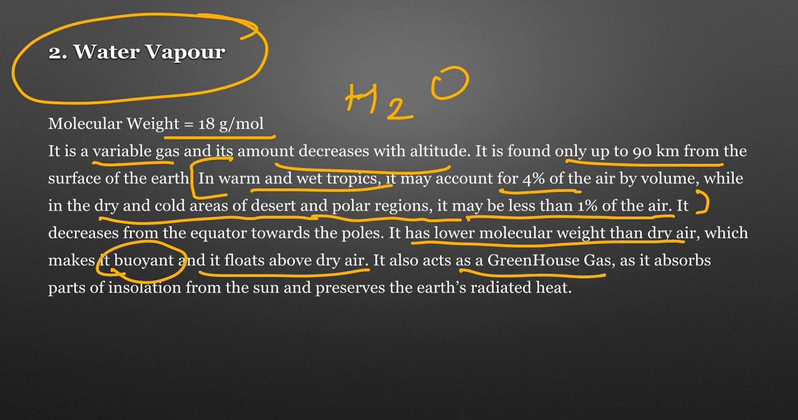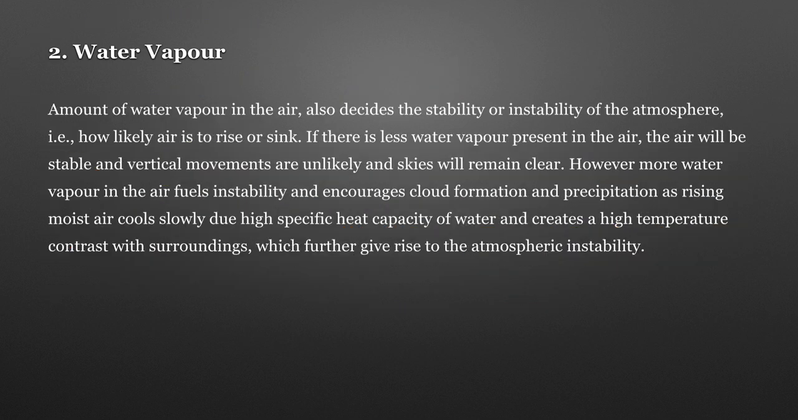It is also a greenhouse gas. You see, it traps the insolation, it traps radiations, and thus it preserves the Earth's radiated heat. You can even say it is the most abundant greenhouse gas. The amount of water vapor also decides the stability or instability of the atmosphere. What is stability or instability? Atmospheric stability is how likely air is to rise or sink.